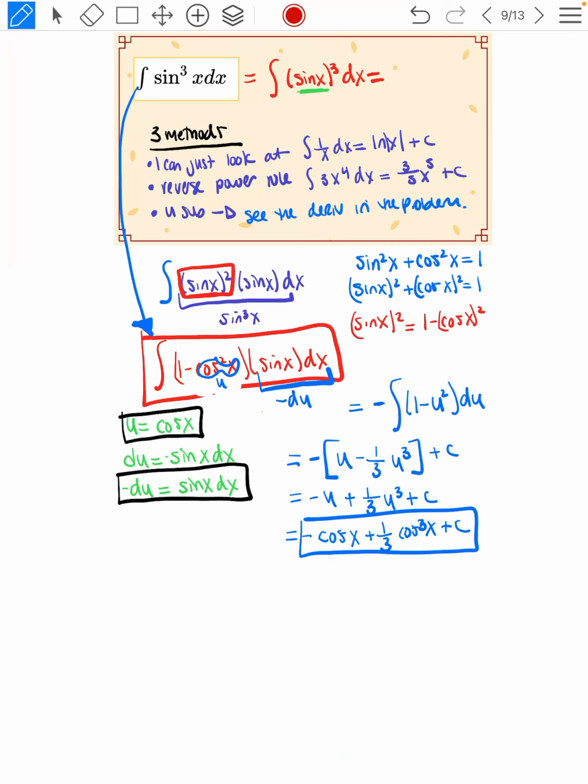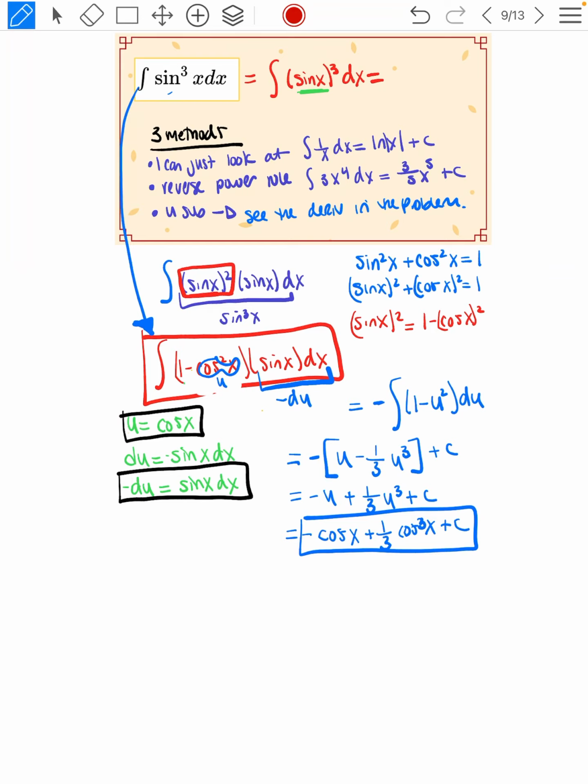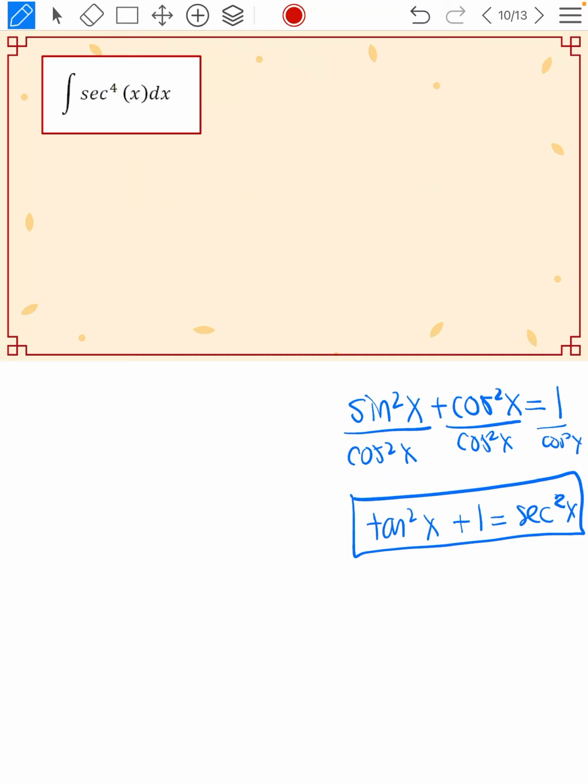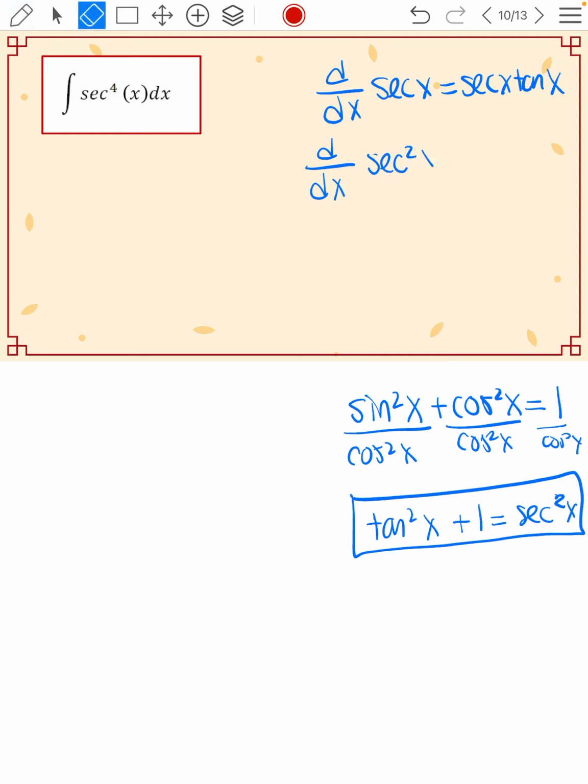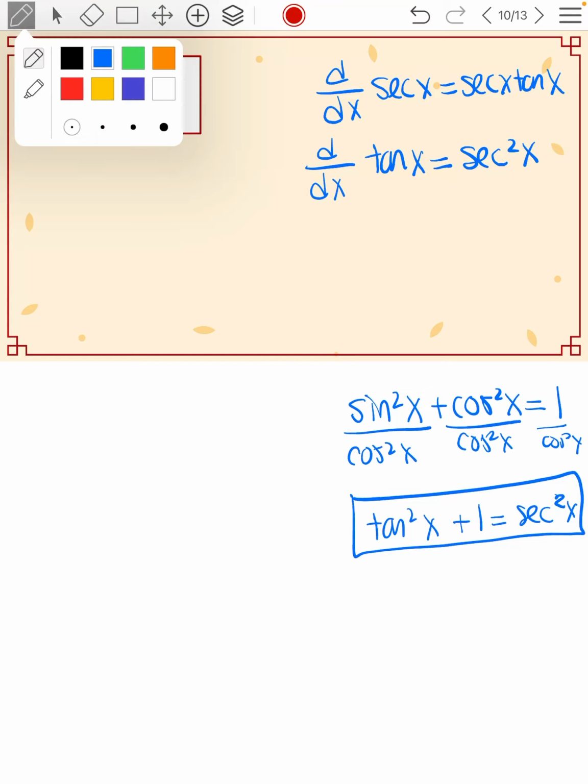Okay, so remember our reasoning we started out with here: we had sine cubed and we needed to make cosine appear in the problem. In our next one, we have secant x, so we somehow need tangent of x to appear in the problem. The reason is that the derivative of secant x is secant x tan x, or we could even say the derivative of tangent x is secant squared x. Either way, we need tangent to appear somehow.